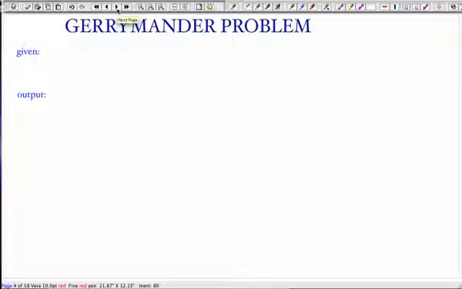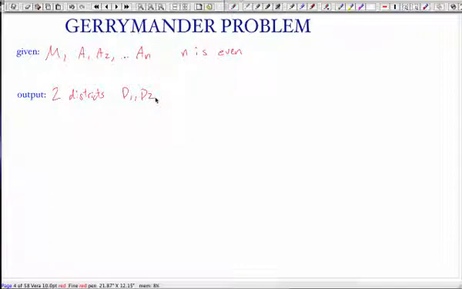So this was our problem. We were given M, the number of people per precinct, and we are given A1 through AN, which is the proportion of people that vote for party A in each of those N precincts, and N is even in this case. And we have to output 2 districts. And the following has to be true. The size of each district has to be the same, i.e., same number of precincts.